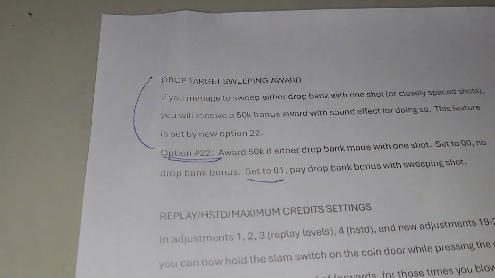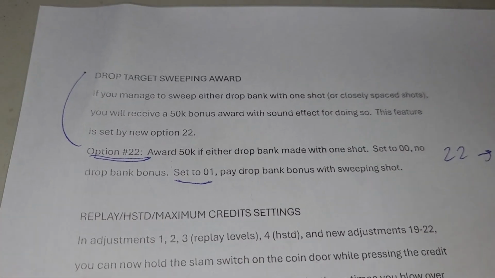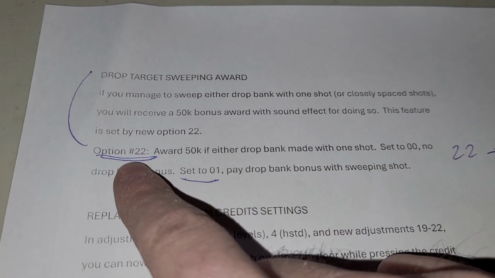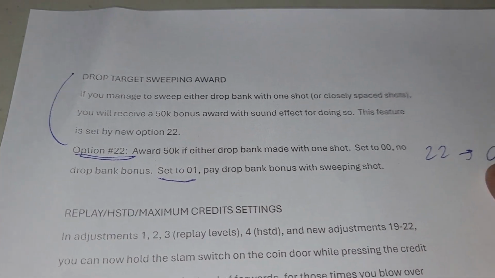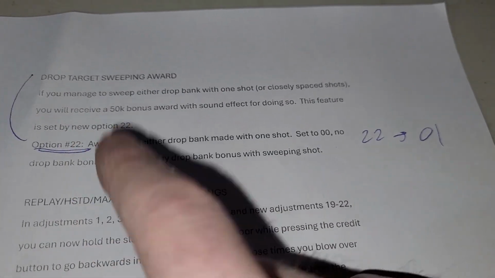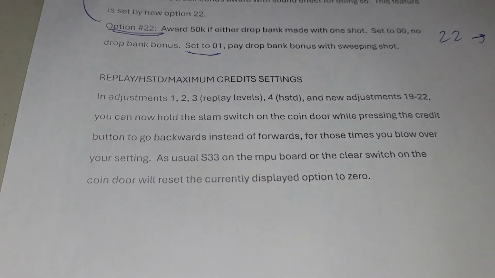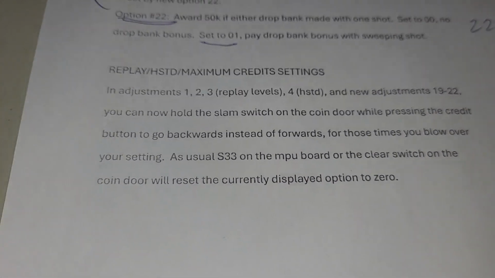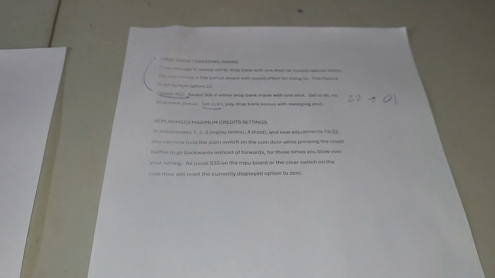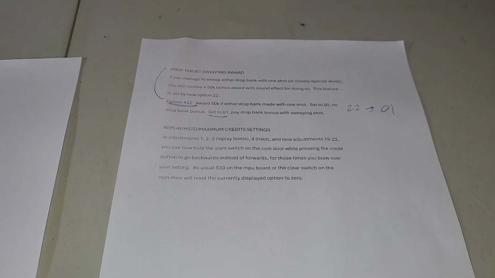And then, so here is for the drop target sweep awards. We just want to turn option 22 to 01. All right, so that's basically about it. Let's go over to the machine and make these adjustments.